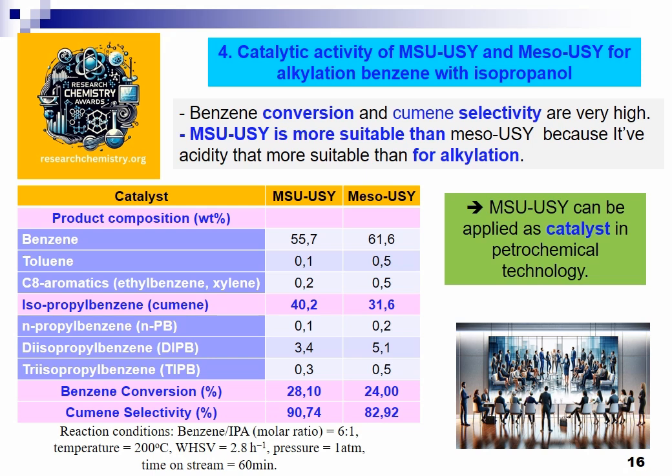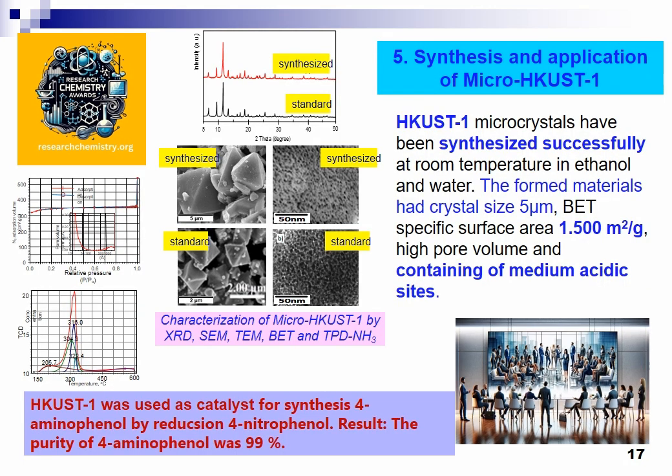4. Catalytic activities of MSU and meso-USY for alkylation of benzene with isopropanol. Benzene conversion and cumene selectivity are very high. MSU is more suitable than meso-USY because its acidity is more suitable for alkylation.